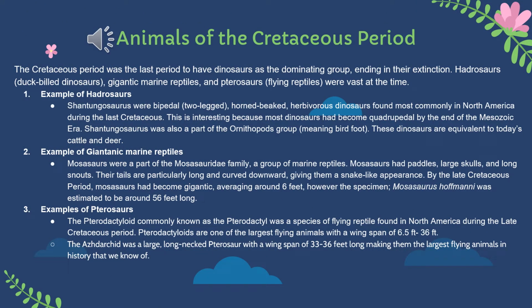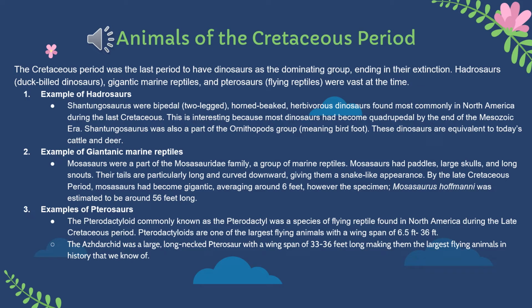Animals of the Cretaceous period. The Cretaceous period was the last period to have dinosaurs as the dominating group, ending in their extinction. Hadrosaurs, gigantic marine reptiles, and pterosaurs were vast at the time. Example of hadrosaurs. Shuntunglosaurus were bipedal, horn-beaked, herbivorous dinosaurs found most commonly in North America during the late Cretaceous. This is interesting because most dinosaurs had become quadrupedal by the end of the Mesozoic era.